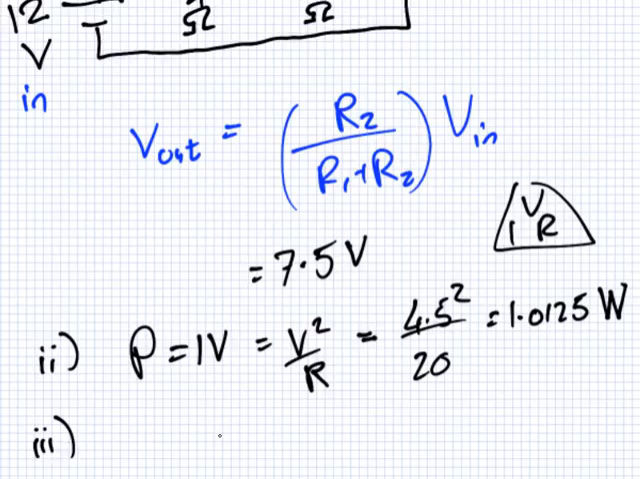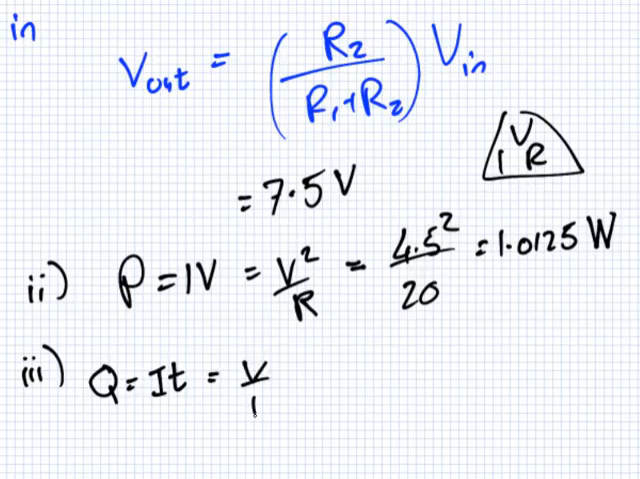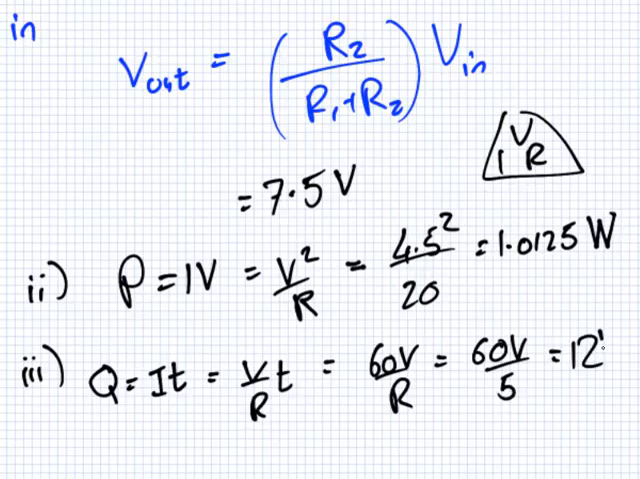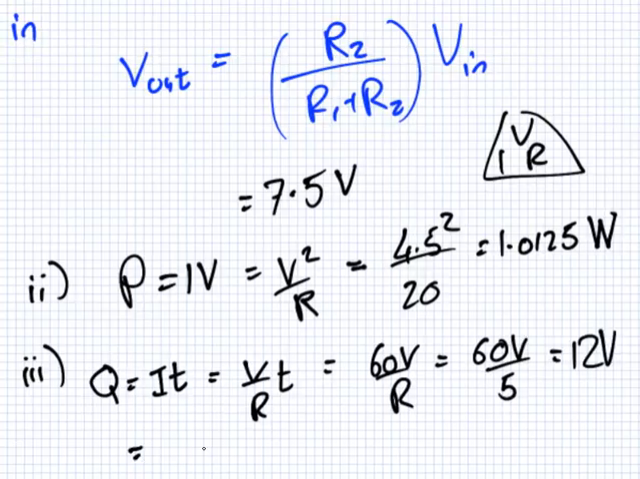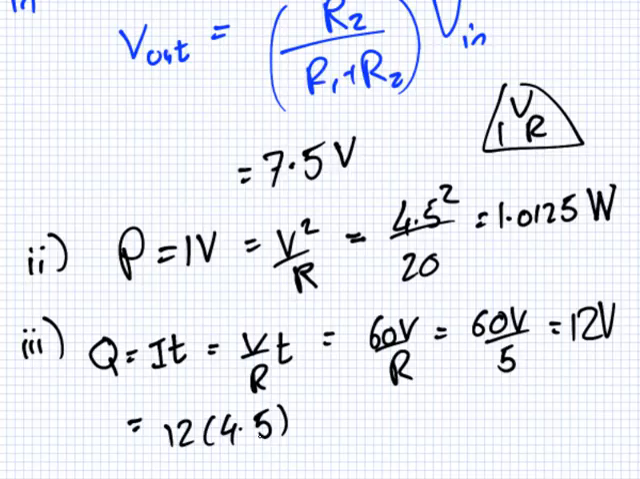Right, last part is how much charge flows through the 5. So Q equals IT. Now we don't know the I, but we know it's V over R, times T. And it's 1 minute, so that's 60 V over R. And we know the R is 5, so that's 60 V over 5. So that's 12 V. So what's the voltage going through the 5? Well, that's the same as the one going through the 20, which was 4.5. So 4.5 times 12 is 54. 54 coulombs is the answer. And that's B2.